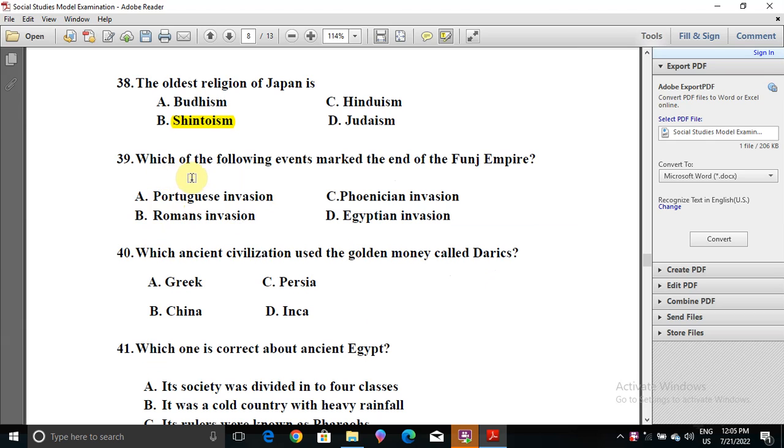Now question number 39, which of the following events marked the end of the Fung Empire? It will be the Portuguese invasions, Roman invasion, Phoenician invasions, or Egyptian invasions. The correct answer will be Egyptian invasions.